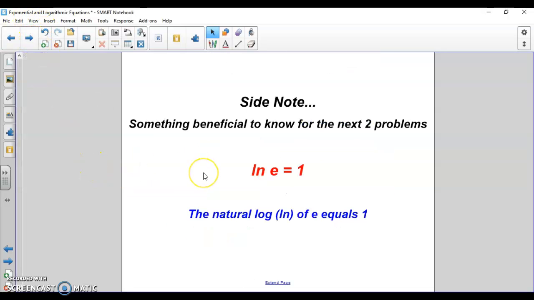Now, a little side note. Something that's going to be beneficial to know for the next 2 problems. Natural log of e is just 1. I mentioned natural log before, just in passing. Natural log of e is 1.